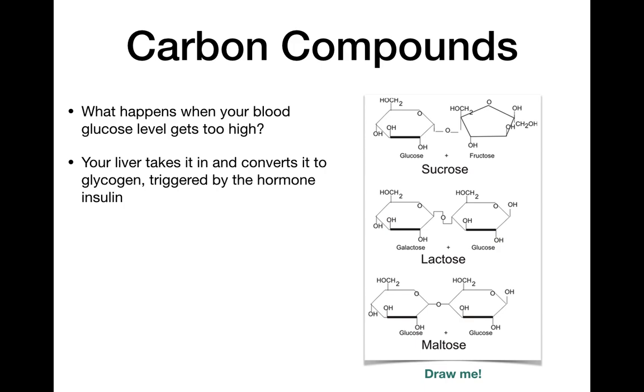Well, your liver's going to take it in. Your liver converts it to glycogen. And insulin is the hormone that tells your body to do this. We talked about hormones a little while ago. So insulin is the hormone making your body take in glucose and convert it to glycogen.